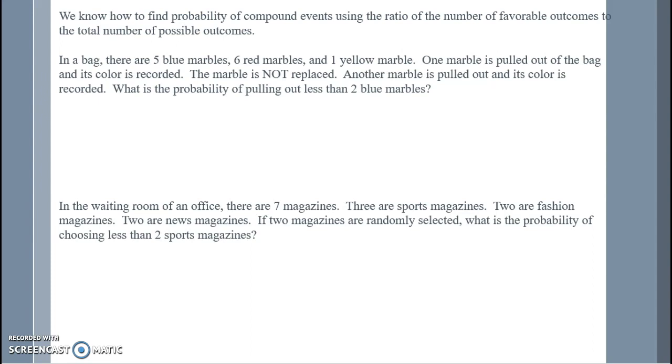In a bag, there are 5 blue marbles, 6 red marbles, and 1 yellow marble. 1 marble is pulled out of the bag and the color is recorded. The marble is not put back in, so these are dependent events. Another marble is pulled out and its color is recorded. What is the probability of pulling out less than 2 blue marbles? Well, pulling out less than 2 blue marbles would be the complement: 1 minus the probability of both of them being blue.